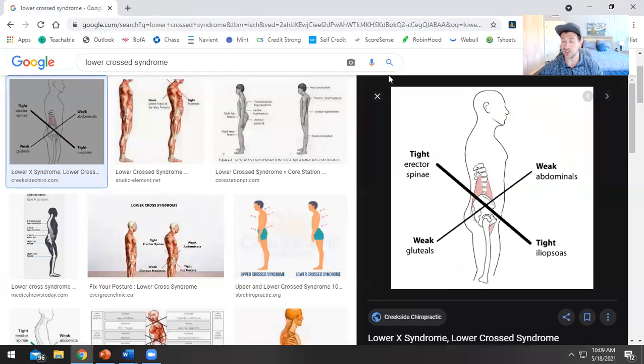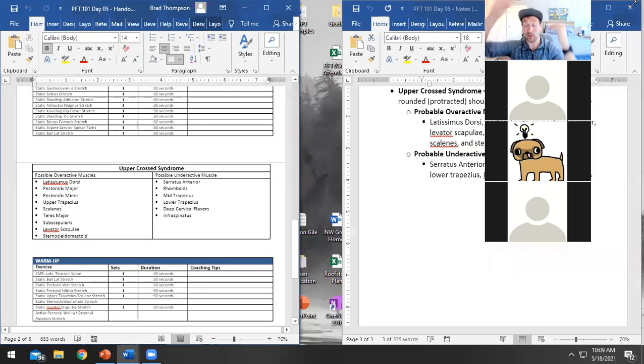Now, if you see those things in your clients, obviously you want to start addressing them, right? You want to say, all right, we need to strengthen the weak stuff and stretch out the overactive stuff. So how are we going to do that? Well, we're going to write a program that's going to address it. I've got an example program up here.